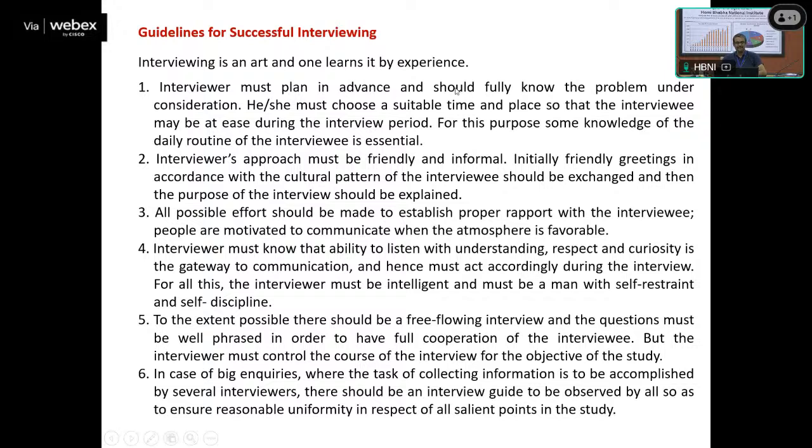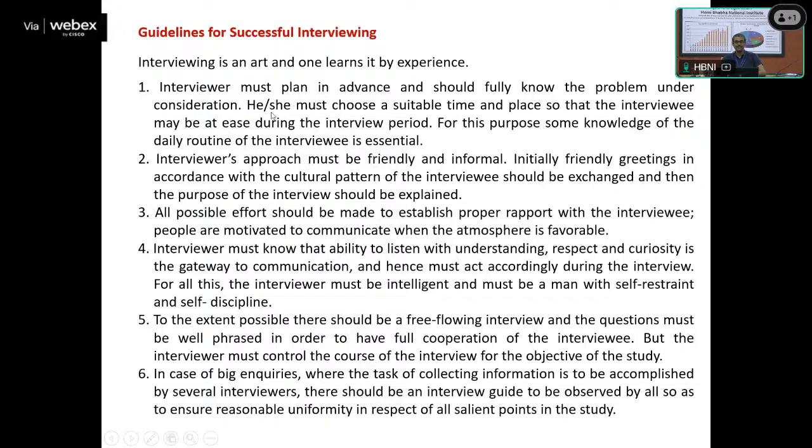The interviewer must plan in advance and should fully know the problem under consideration. This is very important: before going for an interview, you should plan for the interview and also have a good knowledge base of the problem you are considering.